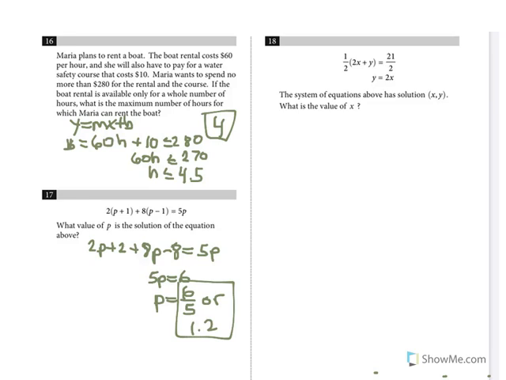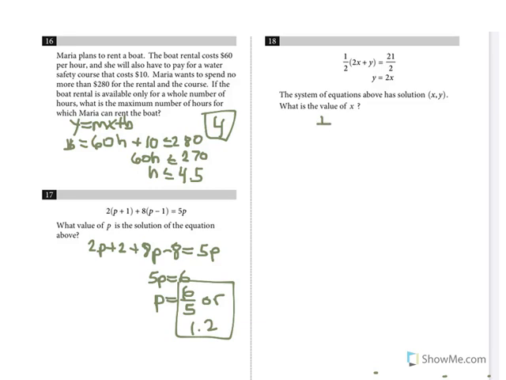The system of equations above has a solution (x, y). What is the value of x? So another system of equations, and we have this one right here. y equals 2x. And since we're solving for x, we want to get rid of y. We want everything in terms of x.